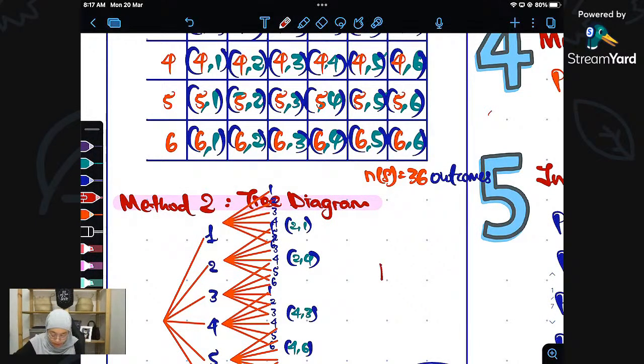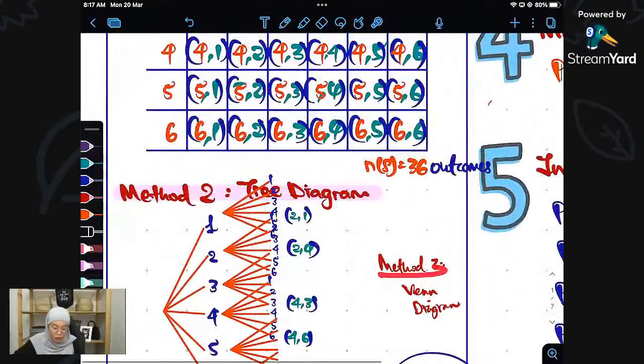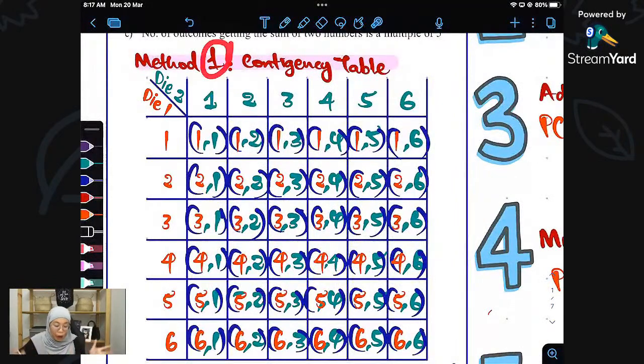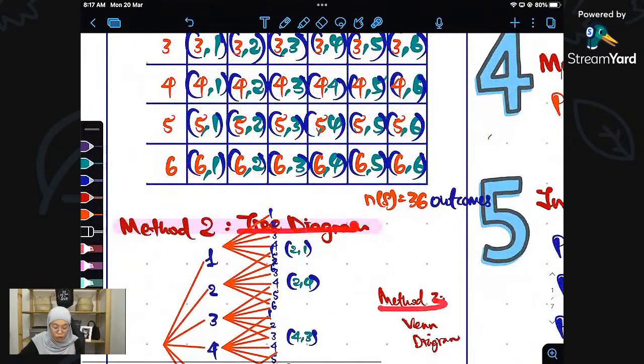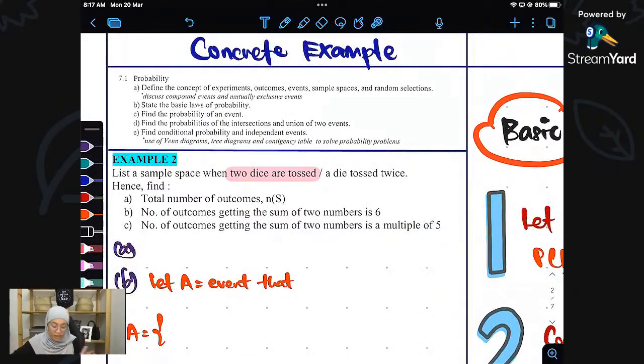Another method, method 3, is by using a Venn diagram. But a Venn diagram is not that suitable to describe the 2 dice thingy. Not suitable, so I won't show it. It's good for you all to know that to get the outcomes you can use the table or the tree diagram or the Venn diagram. These are the 3 things in probability that are so famous to use. Okay, so now let's go to the example.